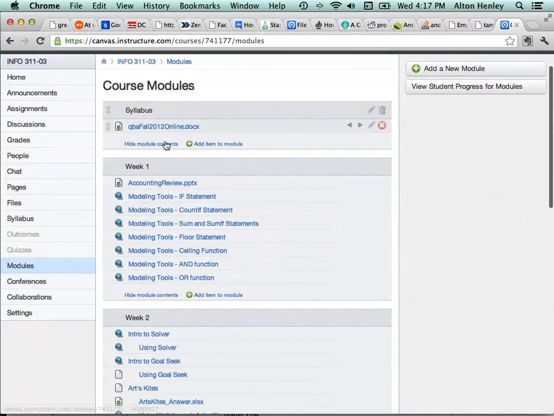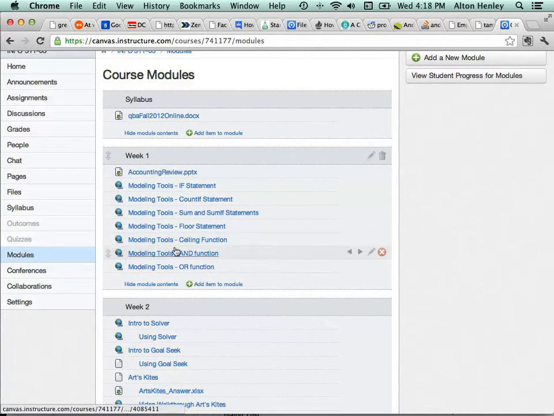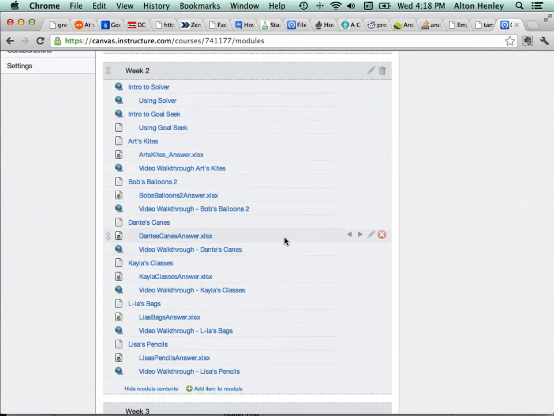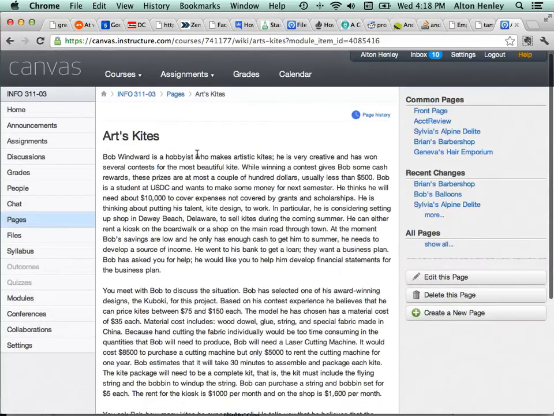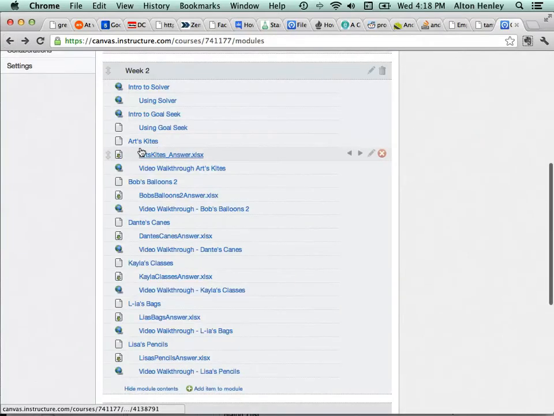Your materials for each week will be organized by week in modules like you see here under the modules section. So we have the week 1 materials, which were mostly videos that you had to watch, and the accounting review piece. And then once we got into week 2, we started exploring cases. Now, what we're going to do with the cases is you're going to look at the problem, try to build an Excel model that helps you to answer the problem. Once you're done, or if you run into trouble, there are Excel files under each case that help you with the answer to the case.